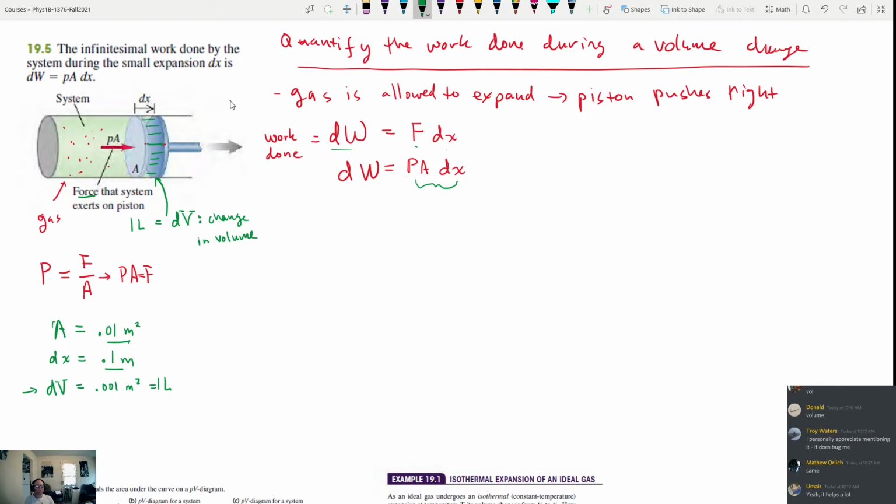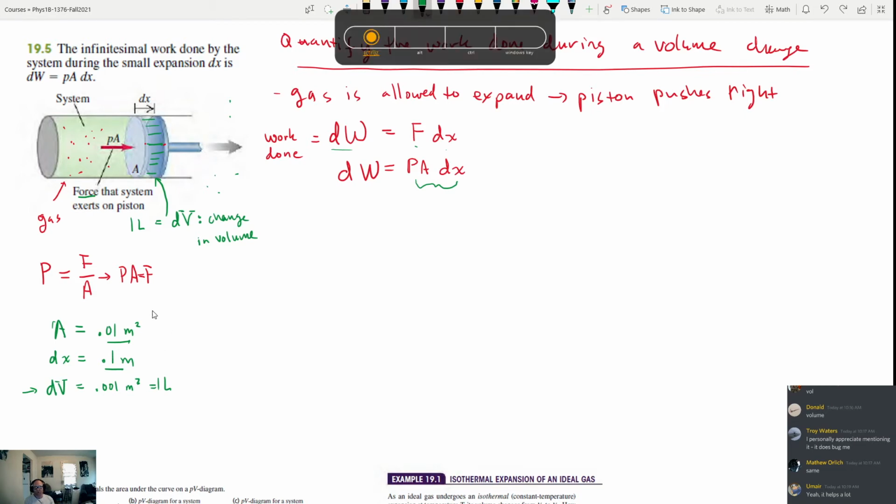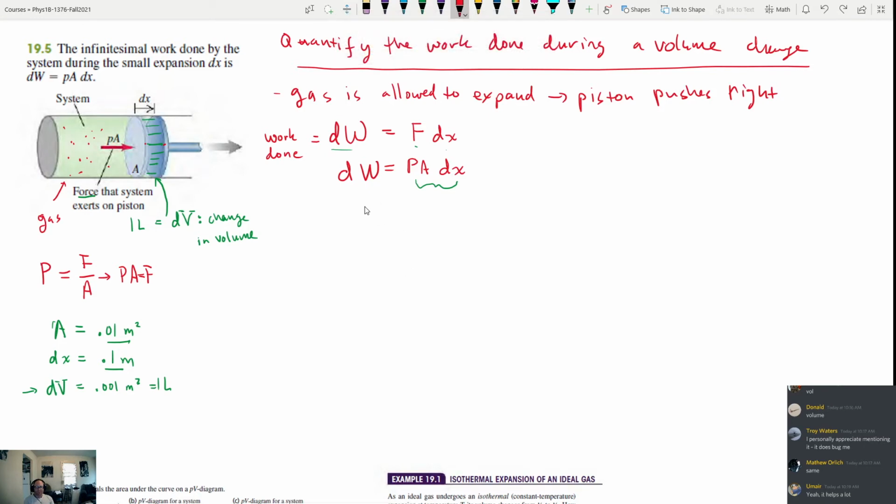Now you might say, well, certainly there's gas out here in the atmosphere that's doing work as well, and that's true, but we're not going to worry about that for the moment. Okay, so dW is equal to PA dx, which means that the work done is equal to P dV, okay?